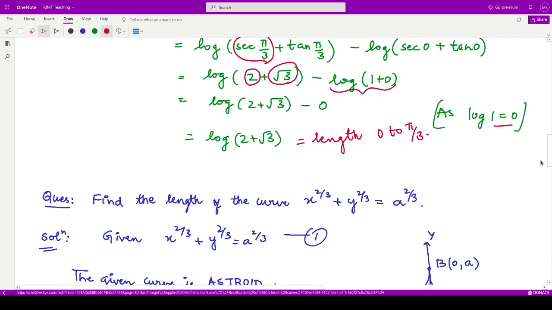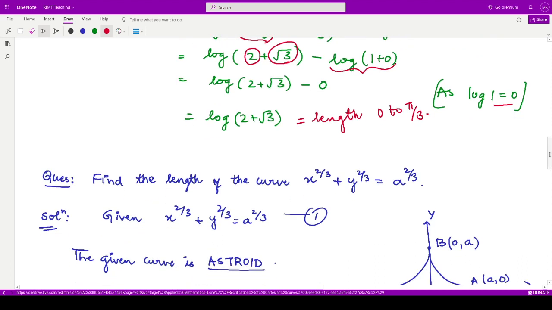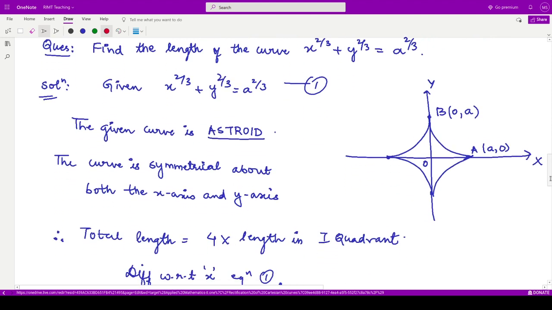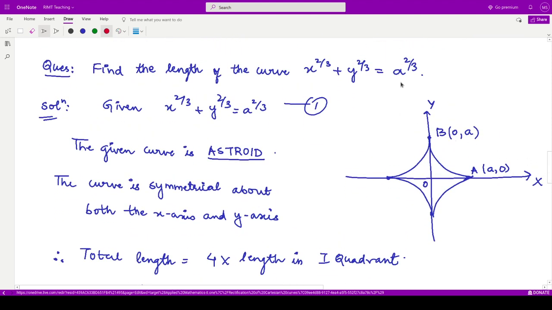Next question is, find the length of this curve x raised to power 2 by 3 plus y raised to power 2 by 3 is equal to a to the power 2 by 3. So what is this curve? Firstly, you have to know what is this curve. This curve is asteroid, which is drawn like this. So now you know how to draw a particular curve. You know how to trace the given curve. So you could do it very easily.